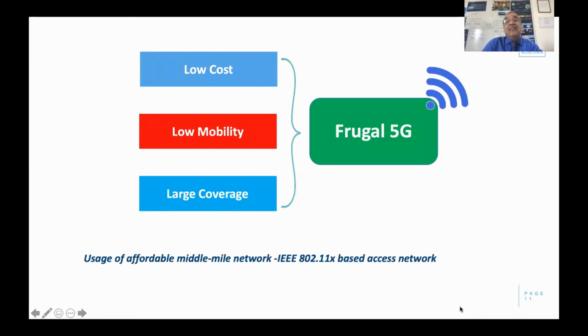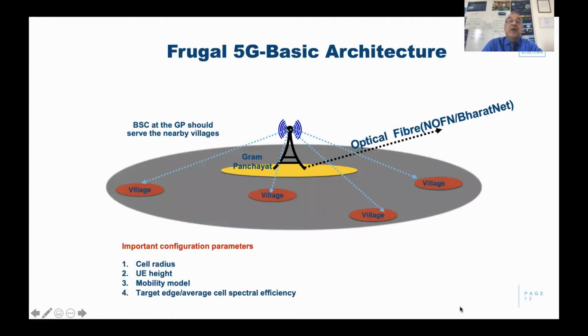And that is how it is leading to what we call frugal 5G: low cost, low mobility, and large coverage. These three things put together lead to what we call the concept of frugal 5G, usage of affordable middle mile network through IEEE 802.11x based access network, basically based on Wi-Fi or a license exempt spectrum.